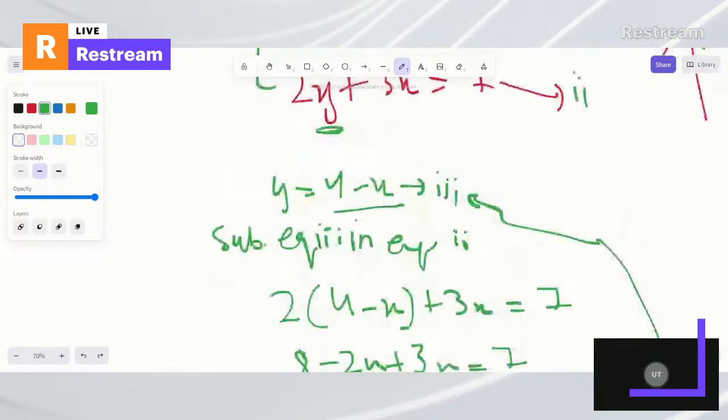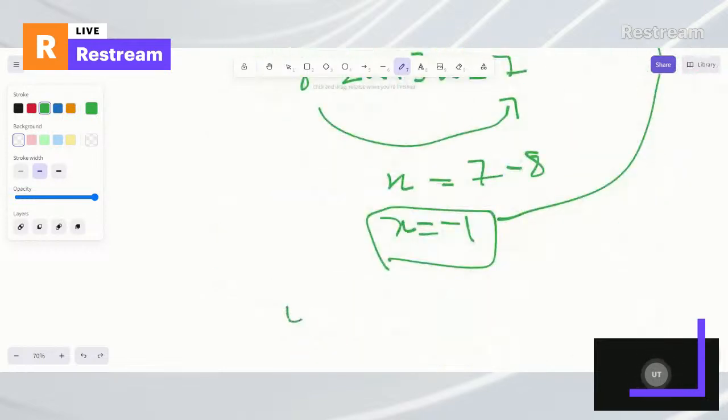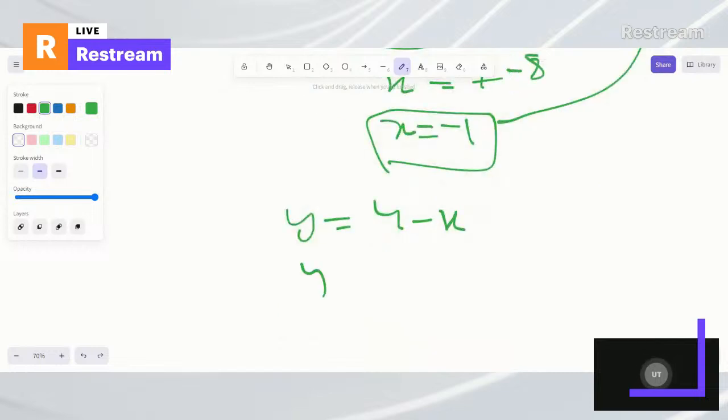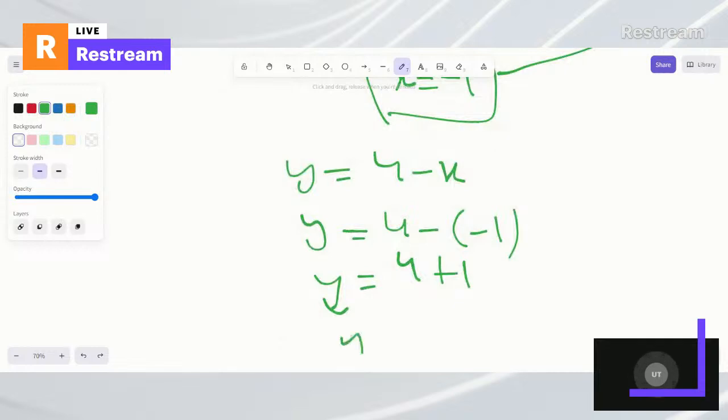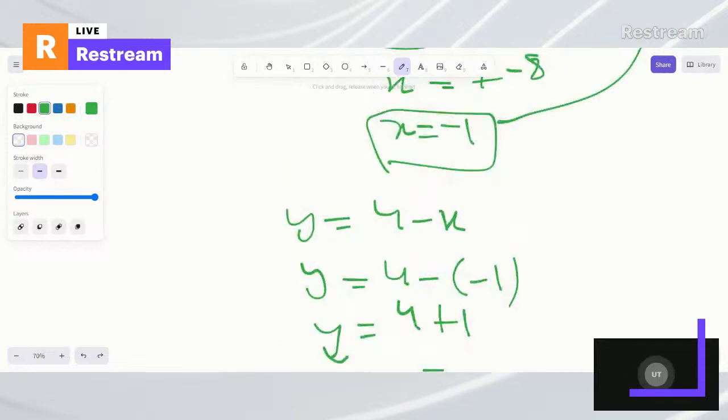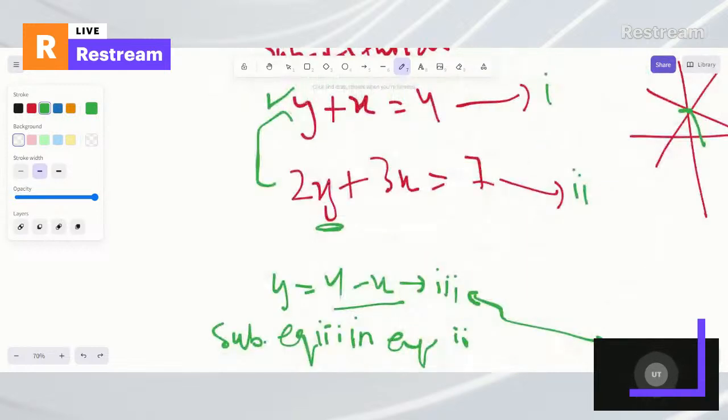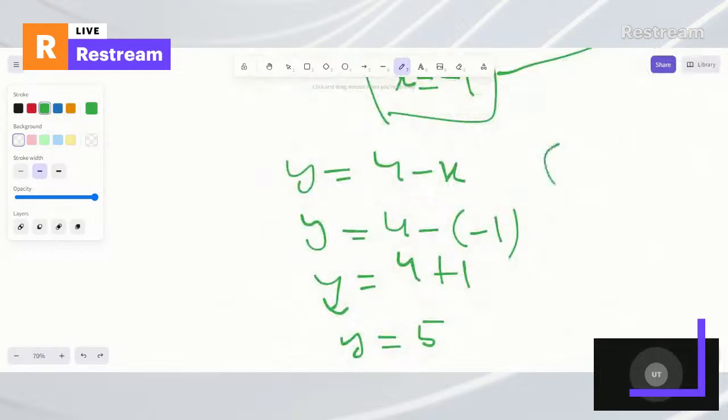So we will place this value back into our equation number 3. The equation would be y equals 4 minus x, right? So what's the value of y? The value of y would be 4 minus (-1). All right, so the final would be 4 plus 1, and the value of y would be 5. So the coordinate where both of these lines intersect with each other is (-1, 5).